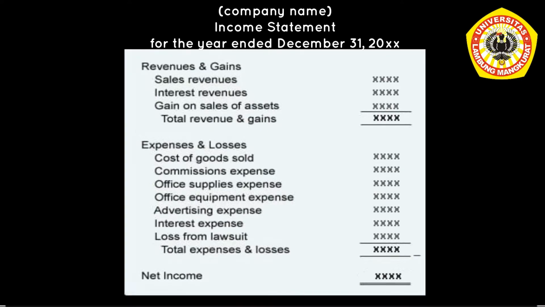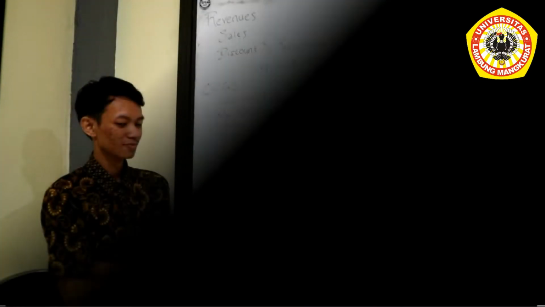Expenses and losses: cost of goods sold plus commission expense plus office supplies expense plus office equipment expense plus advertising expense plus interest expense plus loss from lawsuit. So, total expenses and losses. Next, the final result: total revenue and gains minus total expenses and losses.